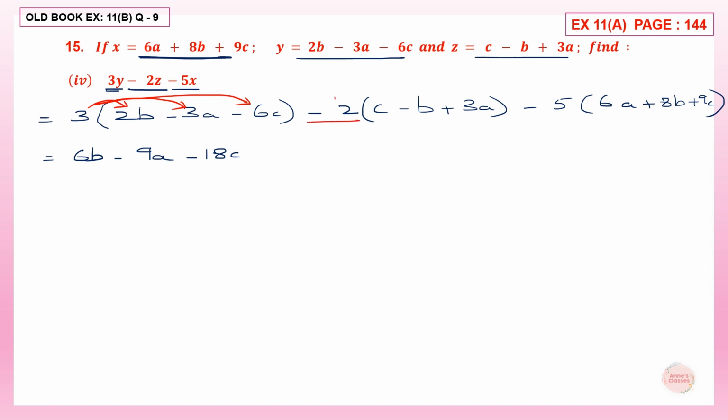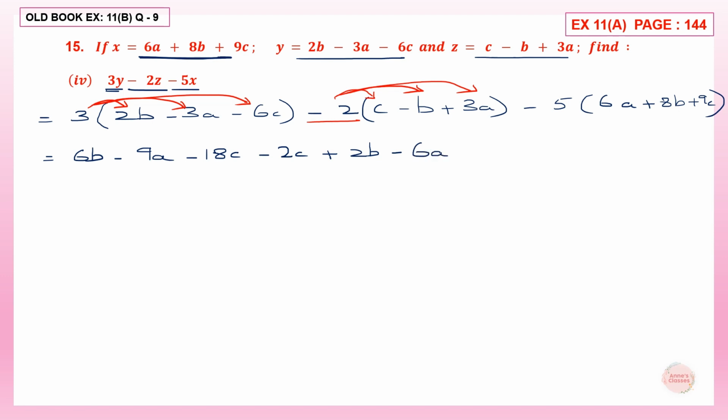Here it is minus 2 into c. So the sign is minus. 2 into c is 2c. Minus 2 into minus b. Minus into minus is plus. 2 into b is 2b. Minus 2 into plus 3a. Sign is minus. 2 3s are 6 and a.